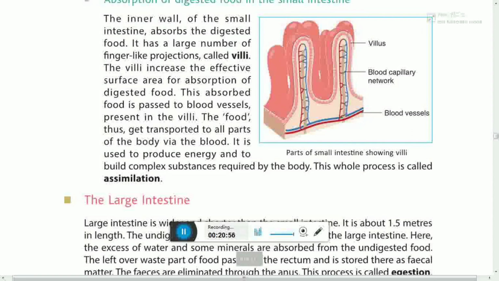The food thus gets transported to all parts of the body via the blood. It is used to produce energy and to build complex substances required by the body. This whole process is called assimilation.